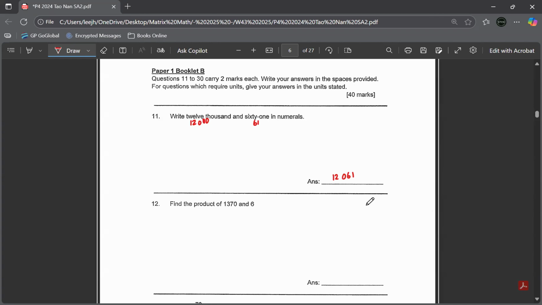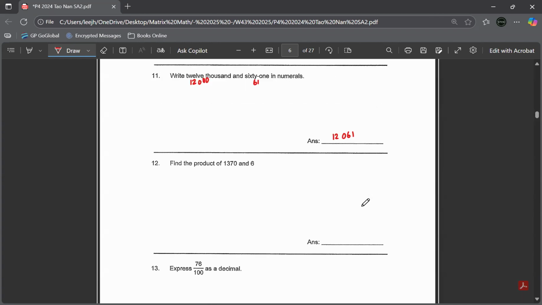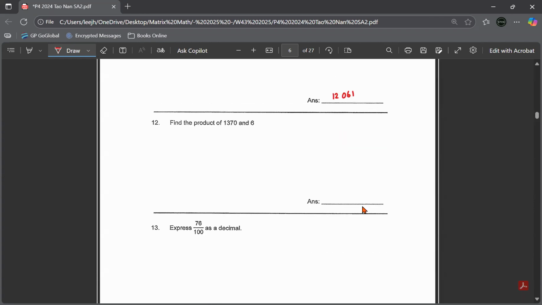Question number 12. Find the product of 1370 and 6. So 1370 times 6. 0 times 6, 0. 7 times 6, 42, carry 4. 3 times 6, 18 plus 4, 22, write 2, carry 2. 1 times 6, 6, 6 plus 2, 8. So 8220.